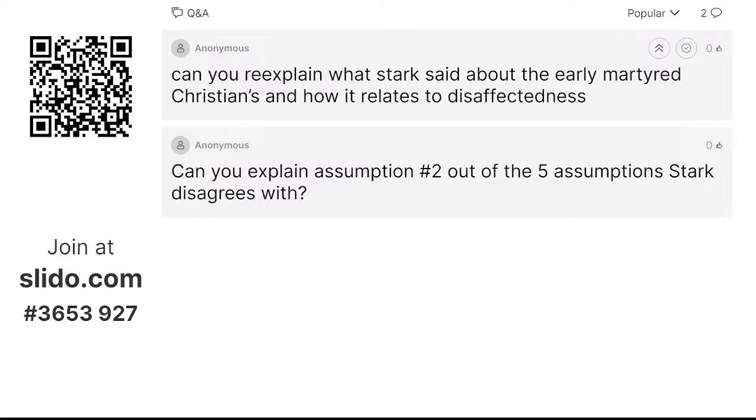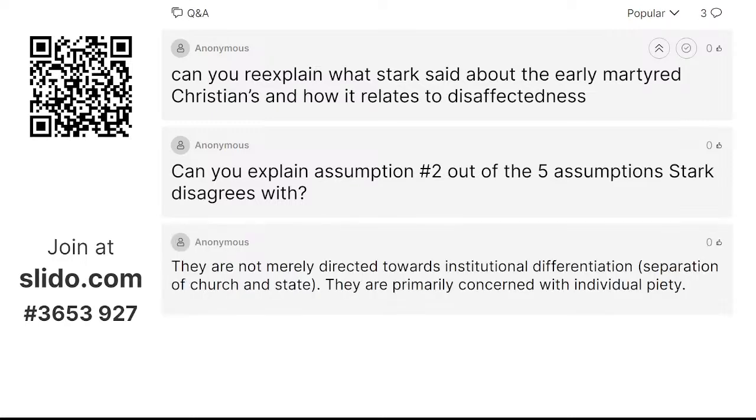Okay. Can I re-explain what Stark said about the early martyred Christians and how it relates to disaffectedness? The early Christian martyrs would have served as a powerful testimony that they really believed this thing, that they would go to heaven, see their relatives, and be in peace forever with Jesus. And there was a lot of disaffectedness in the pagan system. The pagan system's kind of falling apart. Its explanations don't seem like they are working as well. And so there's a lot of space for Christianity to move in, and that disaffectedness leaves a lot of people detached from paganism.